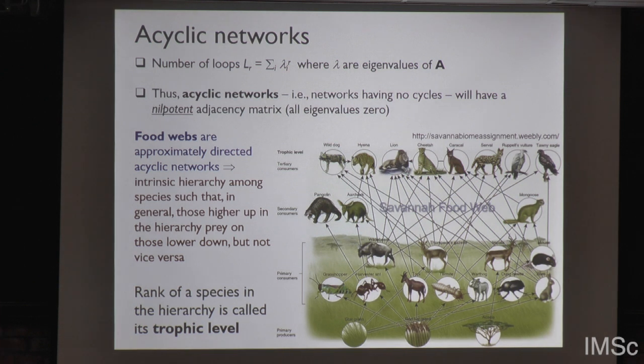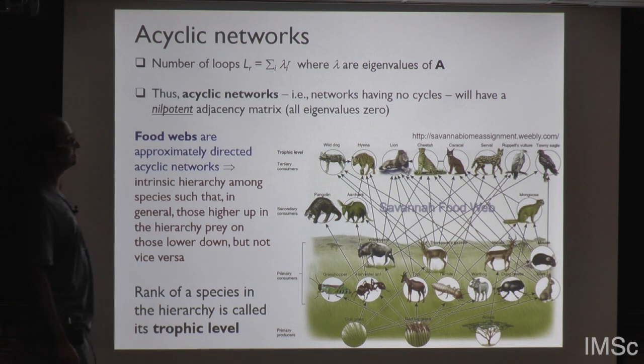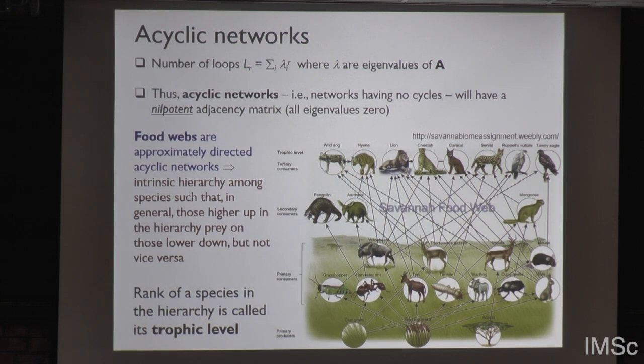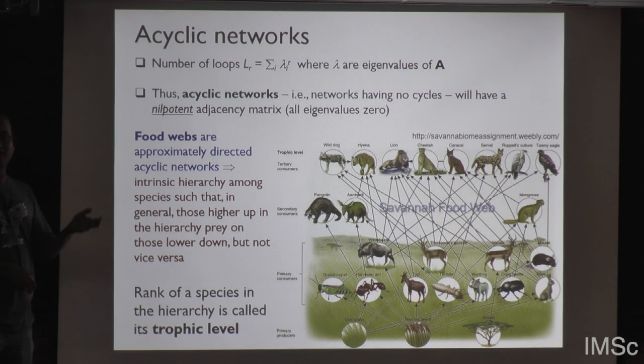Okay? And the reason why finding cycles is often important is because, as I mentioned, several biological networks are very close to being acyclic, and one prime example is the case of food webs. Okay? So typically when you talk about food webs, these are directed networks where an arrow exists from a prey species to a predator species.